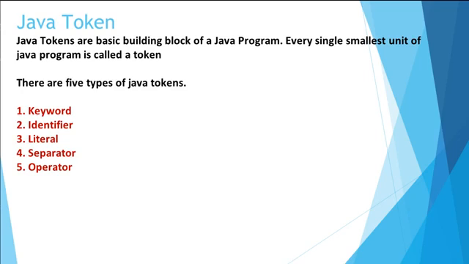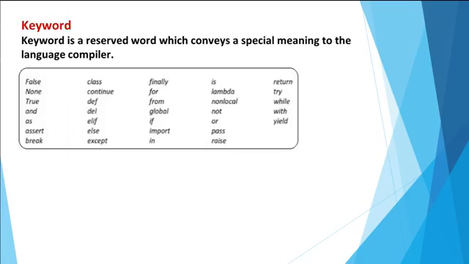Java tokens. Every single smallest unit of a Java program is said to be a token. There are basically 5 types of tokens in Java. Each and every unit of Java belongs to one of these types. It is either a keyword, an identifier, a literal, a separator or an operator. Let us see each of them. Keywords are special reserved words which convey a special meaning to the Java compiler. They stand for something and they mean something. They are the reserved words.